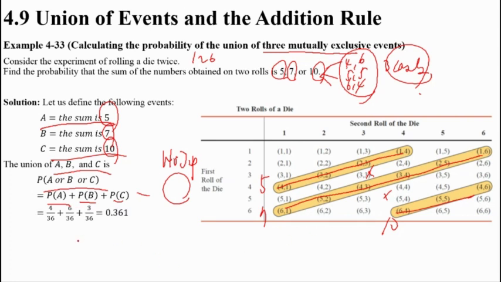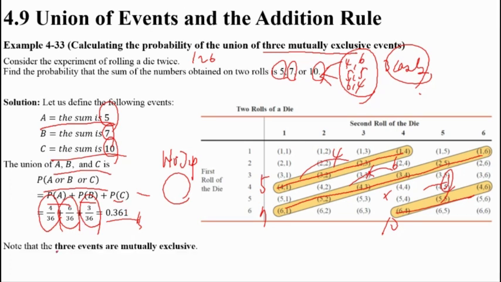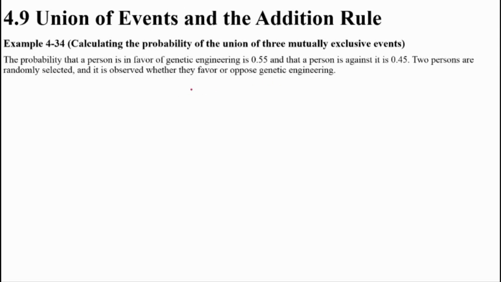So the total number of outcomes is 4 for A, 6 for B, and 3 for C. So how many here? 4 out of 36, 6 out of 36, 3 out of 36. The probability is 0.361. So this is three mutually exclusive events. That's why we don't need the joint probability part. One more, last question, the same thing: a union of three mutually exclusive events.